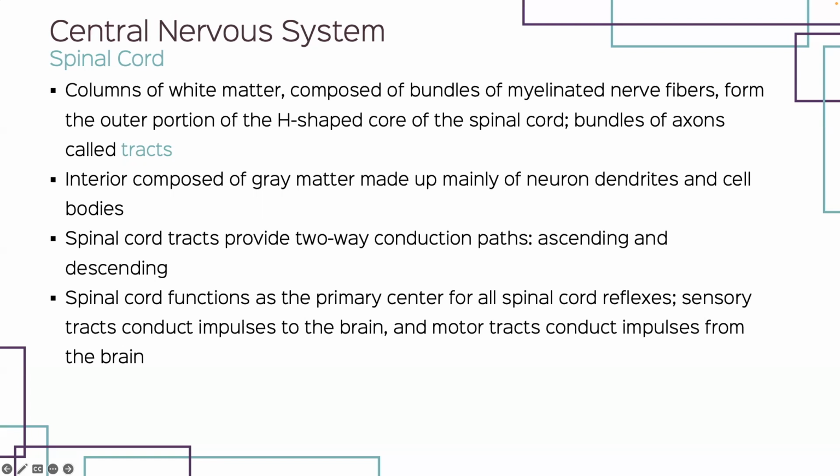Tracts are functional organizations in that all axons composing one tract will serve one general function. So these spinal cord tracts provide two-way conduction paths to and from the brain. The ascending tracts conduct impulses up the spinal cord to the brain, while descending tracts conduct impulses down the spinal cord from the brain. They carry impulses that produce our sensations of crude touch, pain, and temperature.